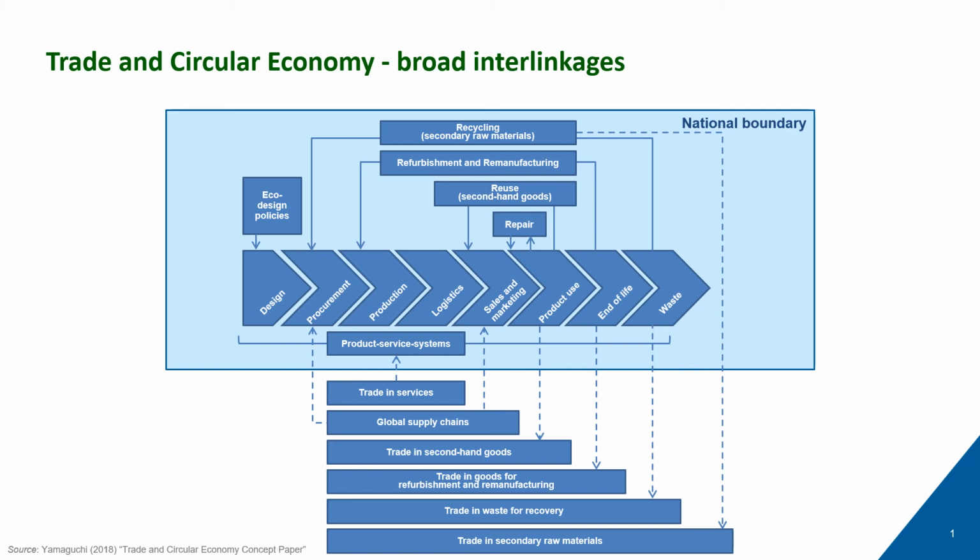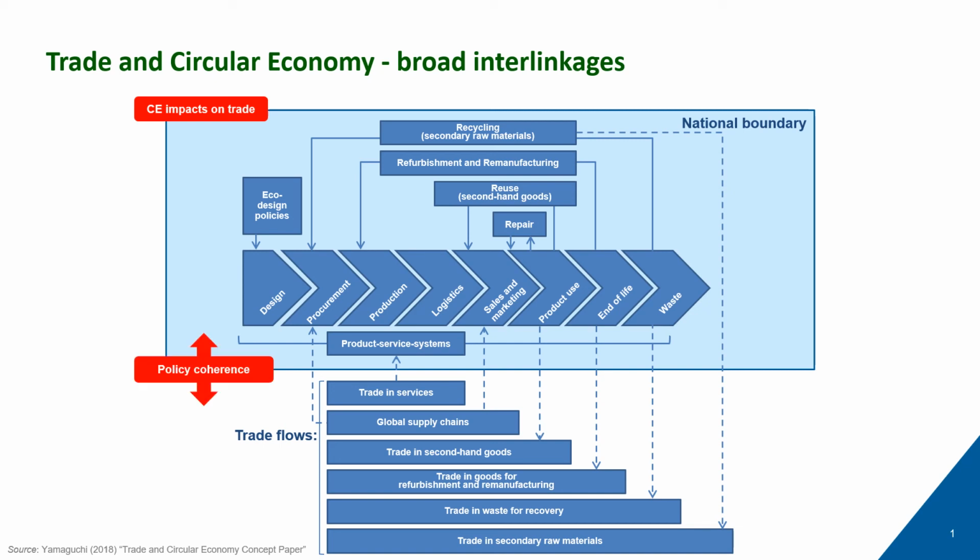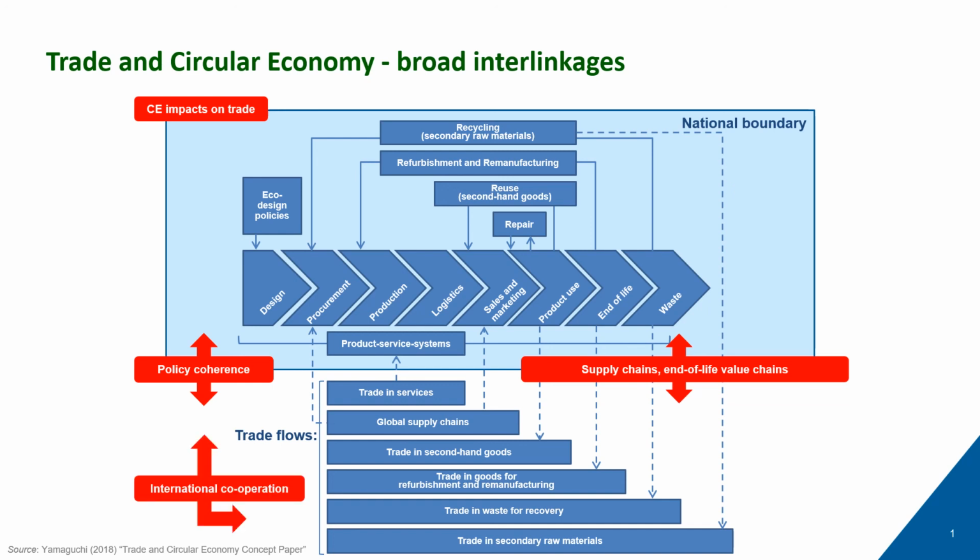Now, there are several pressure points to consider at the interface of trade and circular economy. First, the transition to a circular economy can have impacts on global supply chains and trade. Second, it's necessary to ensure policy coherence between these two areas. We also need to understand the nature and ensure the environmental sustainability of global supply chains and end-of-life value chains. And finally, to identify the role of international cooperation in areas where national policies are not enough to tackle cross-border issues.